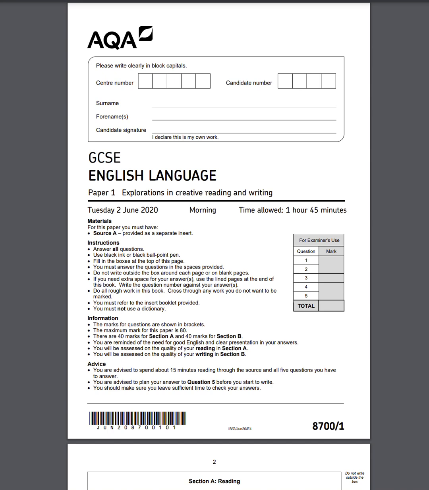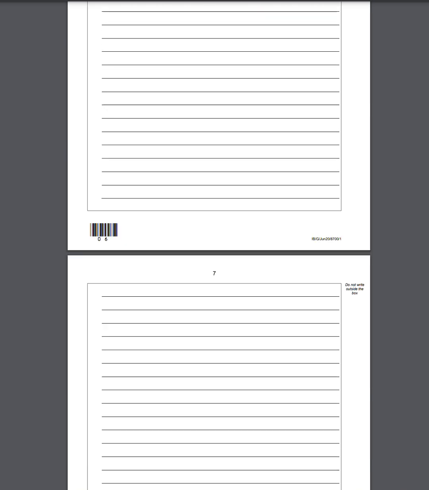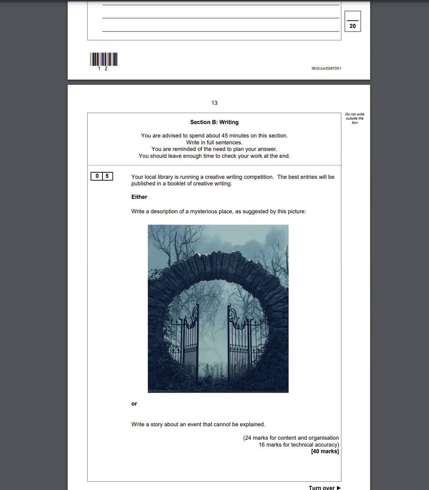We always advise that you start the paper by answering question 5. The reason for this is it's worth 40 marks, worth half of the paper. So question 5 should be the first question you attempt, and you should take 45 minutes to do that. I'll just scroll straight down to that question so that we can have a look at it.